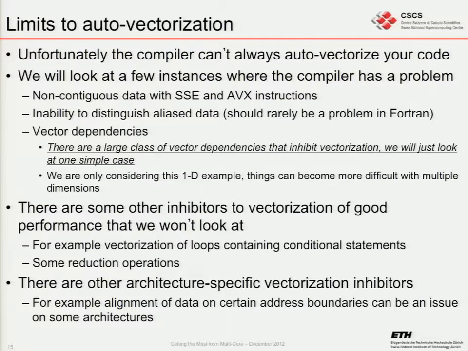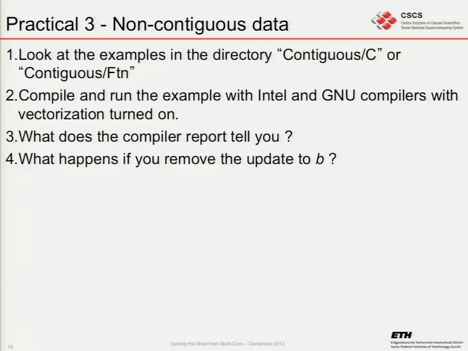So one we're going to look at now is the example of non-contiguous data, just to see what the compiler tells us in this case. What we'll do is grab the contiguous example, either the C or Fortran version, run it in the Intel or GNU compiler with vectorization turned on, and see what the vector report tells us. And then there's an update in there to B. If you remove it, does it make any difference? Is it then vectorizing when you take out this B statement? So when you take out the B statement, what is it left with?